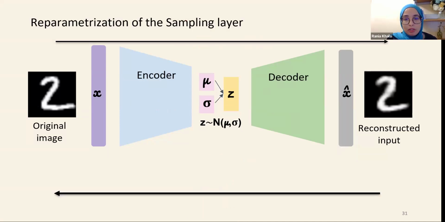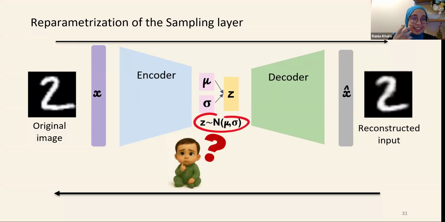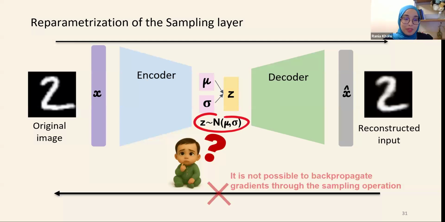Now, what about the backpropagation? When it comes to backpropagation, there is a problem, okay? And here the problem is within the sampling layer that we were discussing all the time, and this Gaussian. There is a problem over there. The question is, do you think that we can propagate through the sampling operation? You can pause the video and seriously think about it. Well, the thing is, no, we can't.